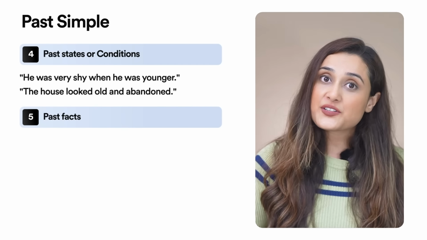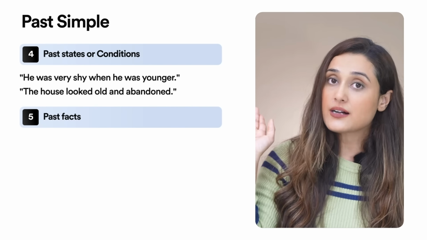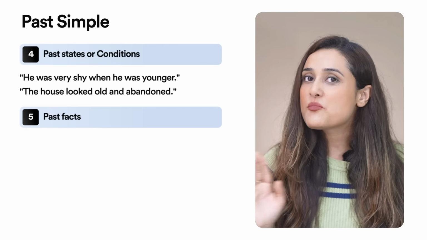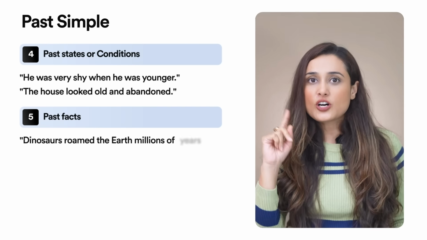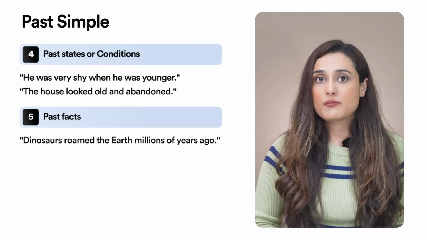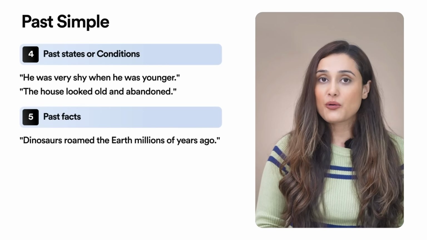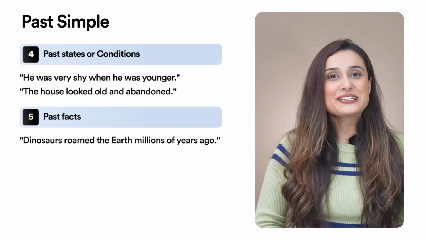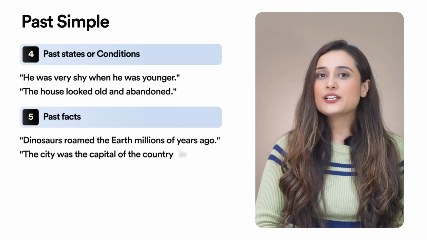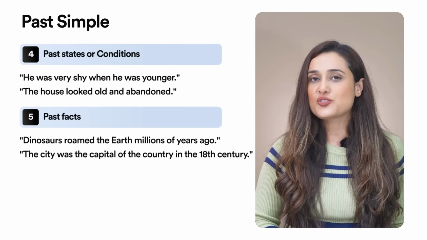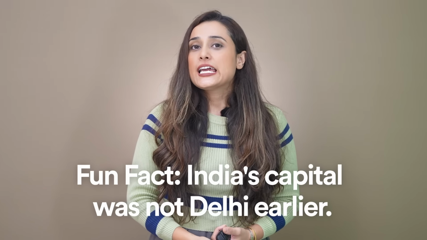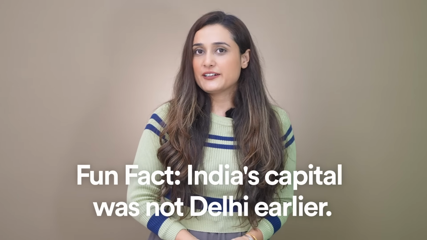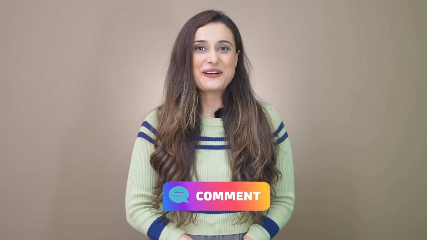Next is for past facts. This refers to facts or statements that were true in the past but may not be true anymore. Dinosaurs roamed the earth millions of years ago. Imagine them roaming now. No, we don't want that. Okay, maybe I'd like that. Okay, next is the city was the capital of the country in the 18th century. Okay, fun fact. India's capital was not Delhi earlier. Which city was India's capital? Let me know in the comments below. Okay, so this was also your past simple tense.